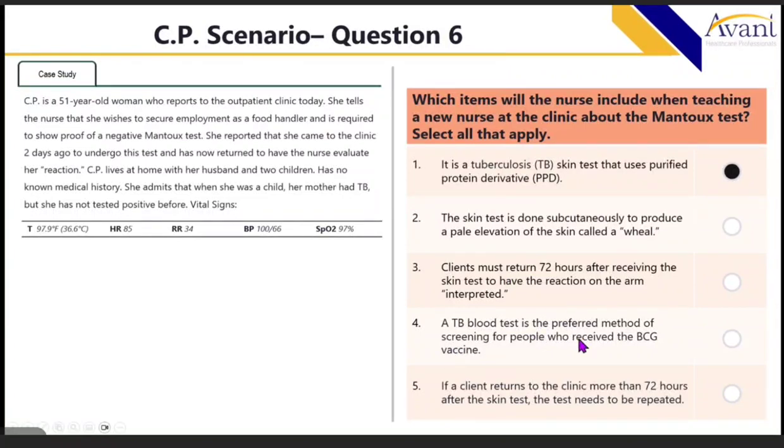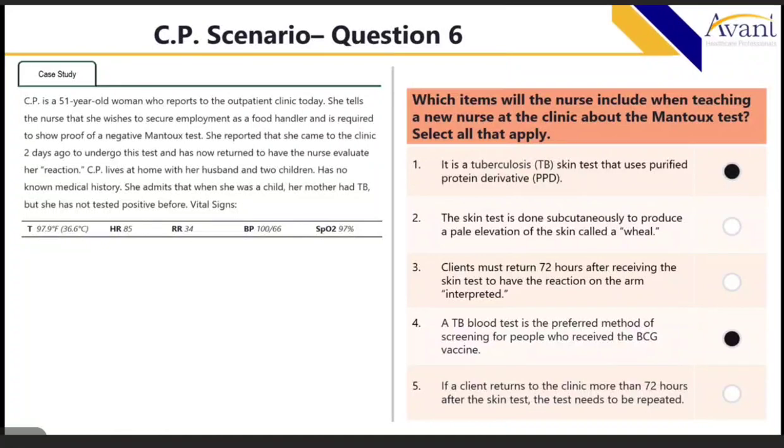The TB blood test is the preferred method of screening for people who have received the BCG vaccine. This is true, okay? The TB blood tests are called interferon gamma release assay, or IGRA, and it is the preferred method for people who have had the Bacille-Calmette-Guerin vaccine. This is the vaccine against tuberculosis.